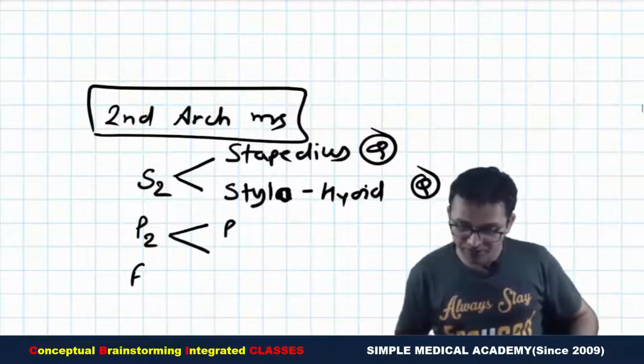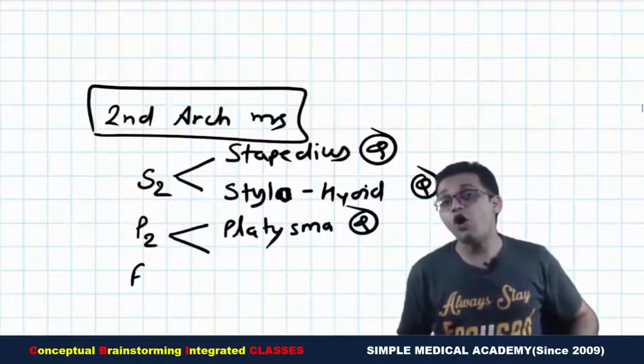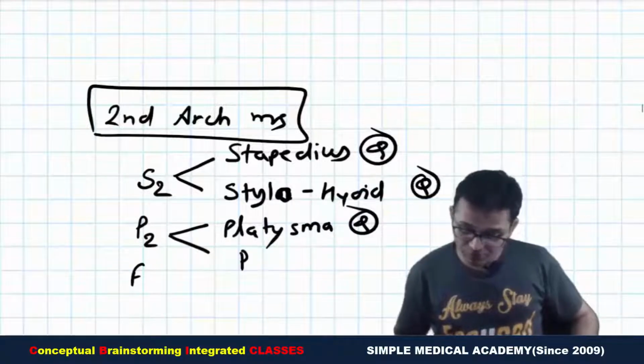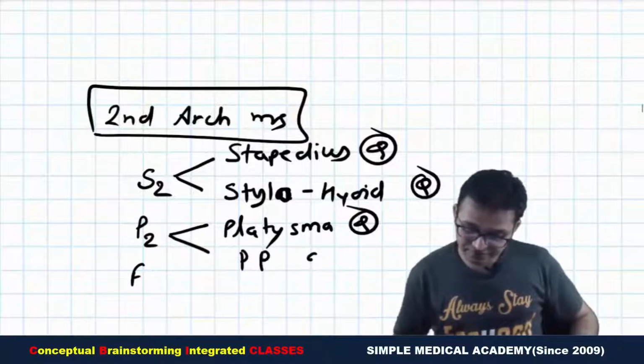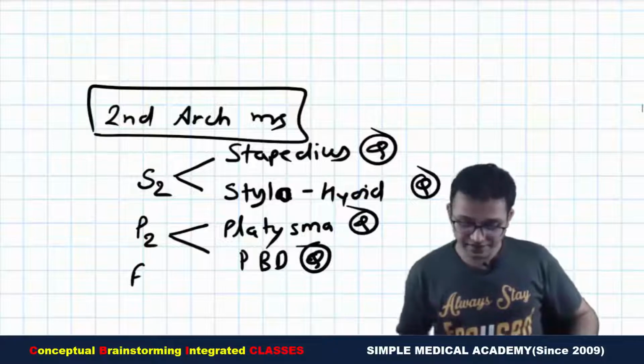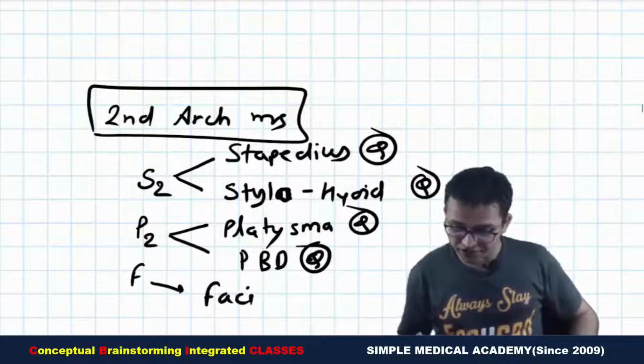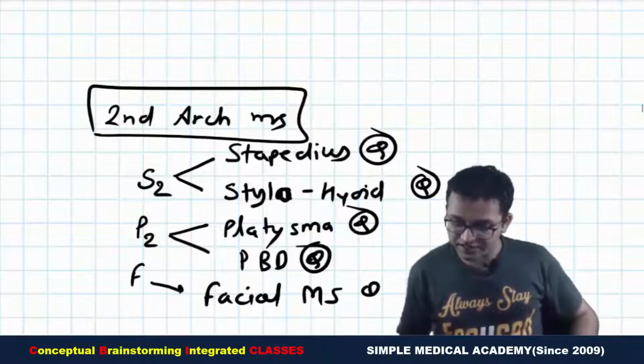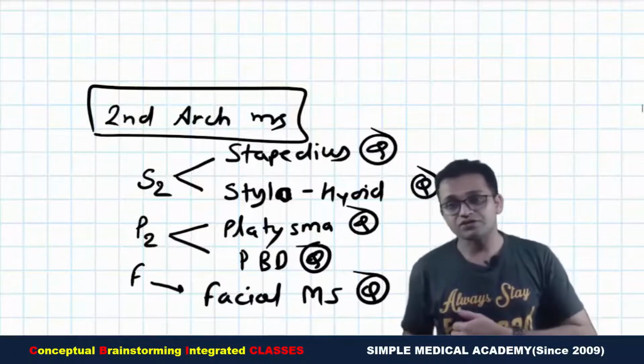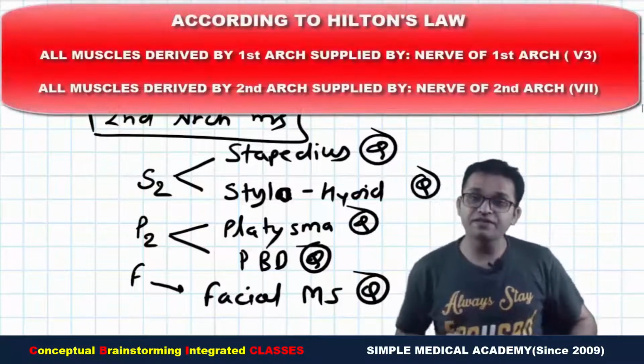Now 2P, what are the 2P? P for, yes, muscle of the neck, that is the platysma, which is also known as the horror or terror muscle, and one more P, that is the posterior belly of digastric. Okay. Now F for facial muscles. So these are the muscles getting developed by the second arch. So these are very important. Each and every fact is MCQ.